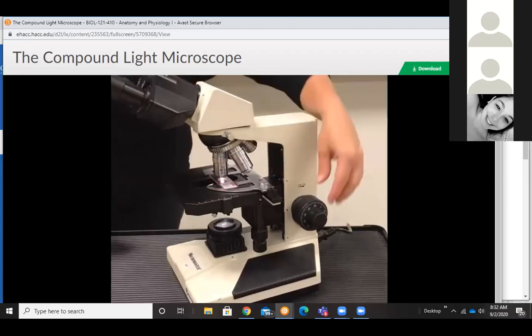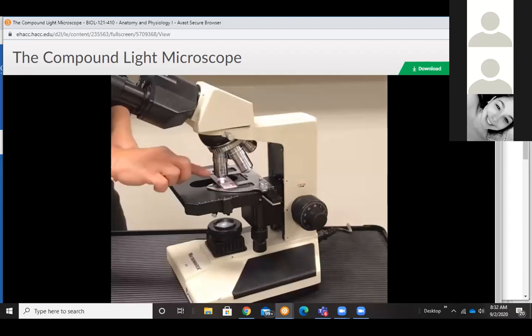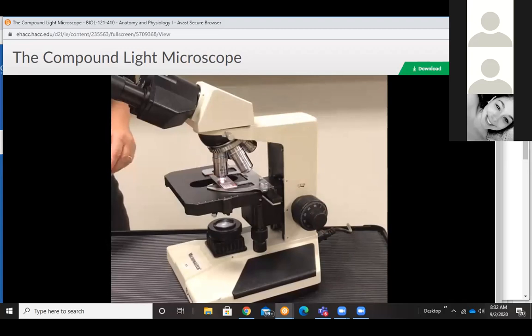And so with the higher power objectives, the low power objective, the high dry objective, the oil immersion objective, you only want to use the fine focus knob. Otherwise, you risk cracking your microscope slide and then damaging the lenses of your microscope.